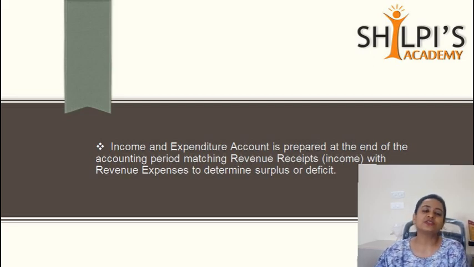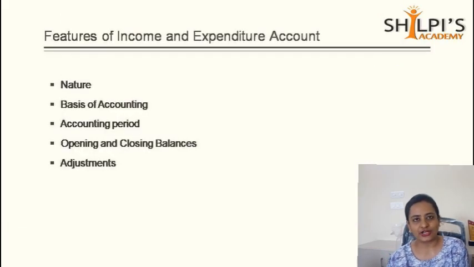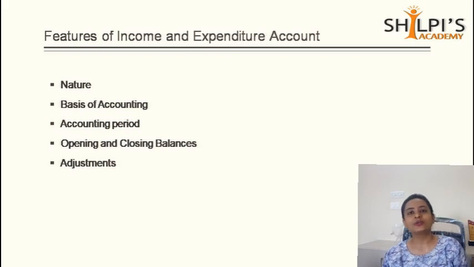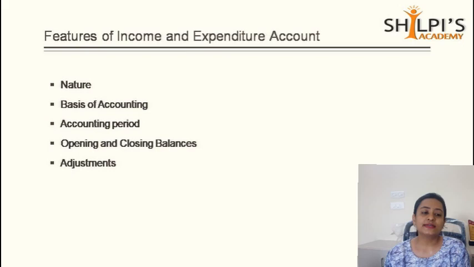Now what are the features or the characteristics of income and expenditure account? Number one, what is the nature of this account? This account is nominal account in nature. Okay. Second is the basis of accounting. The basis of accounting is accrual basis of accounting.